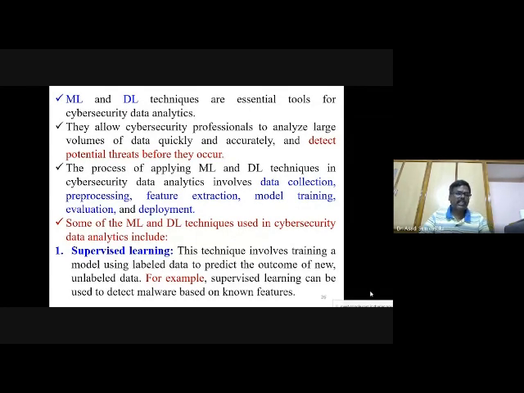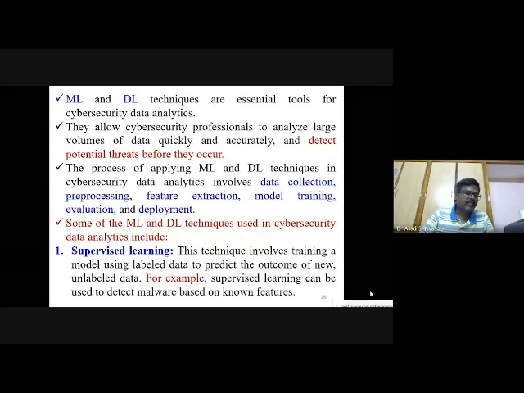So the process of applying machine learning and deep learning techniques in cyber security data analytics involves data collection first. We are collecting log files, network port scanning data, and system files. Then we perform pre-processing. We eliminate noisy, redundant, and inconsistent data with the help of binning and box plot techniques. Then feature extraction, followed by model training.